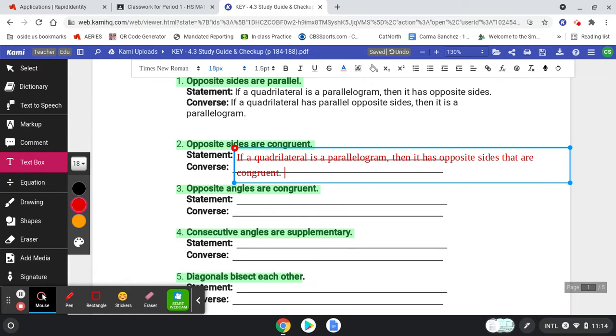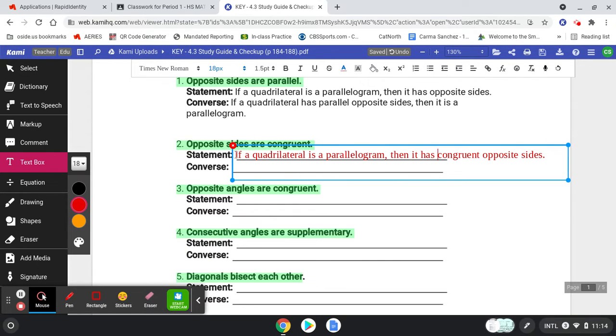Now, I think I'm going to shorten this a little bit. I'm going to just say it has congruent opposite sides, so it fits better on that line, okay? So same thing, has opposite sides that are congruent, or it has congruent opposite sides. So we're now going to go make the converse statement of this.